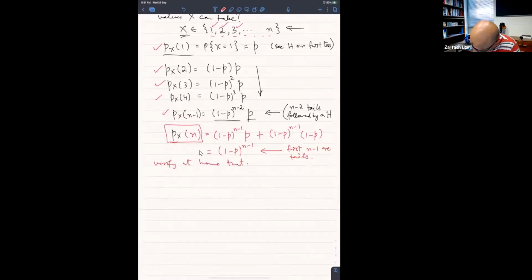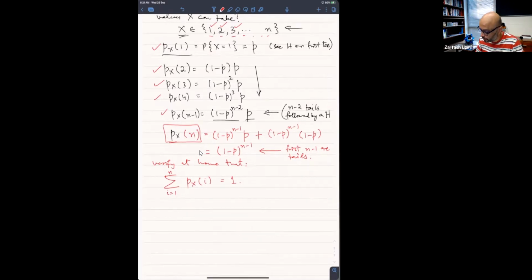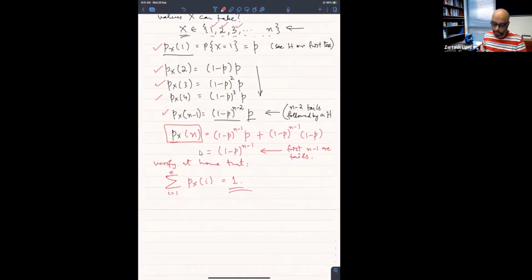Okay? So verify at home that summation i equal to 1 to n p(x_i) is equal to 1. ये आपके पास बड़ी एक नाइस ज्योमेट्रिक सीरीज बन जाएगी. ज्योमेट्रिक सीरीज का आप सम करें और ज्योमेट्रिक सीरीज का सम करके आपको ये पता चल जाएगा कि this will be 1.